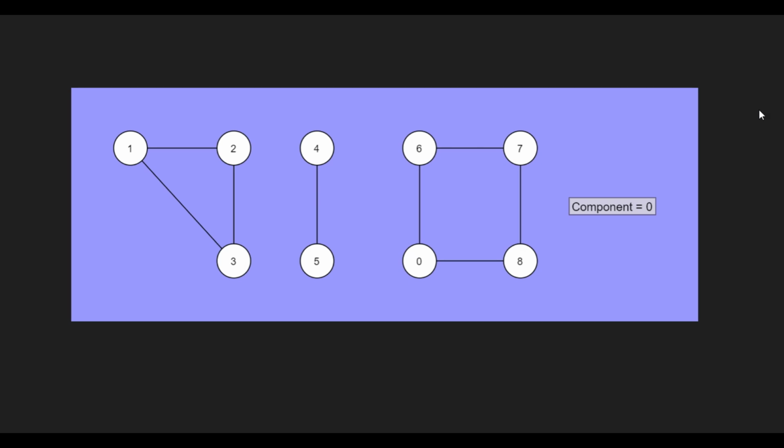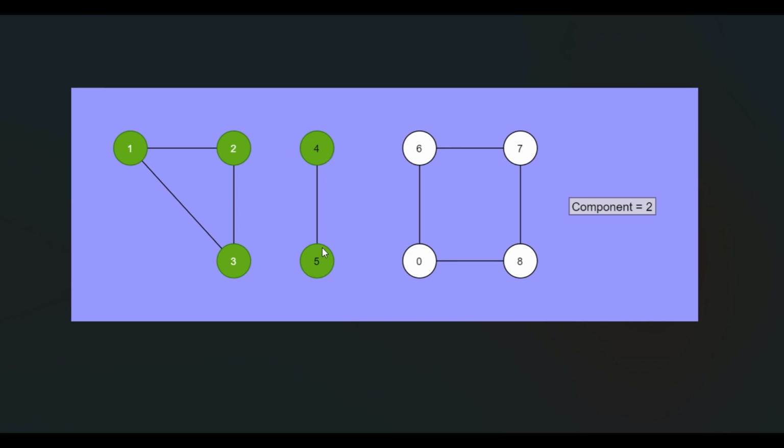Now, how do we solve this problem? Let's say this is a graph given here. The component number is 0 right now. So we'll start a DFS from node number 1, and all 3 of these will be visited. So there is one component, this. So we'll increase the component variable.